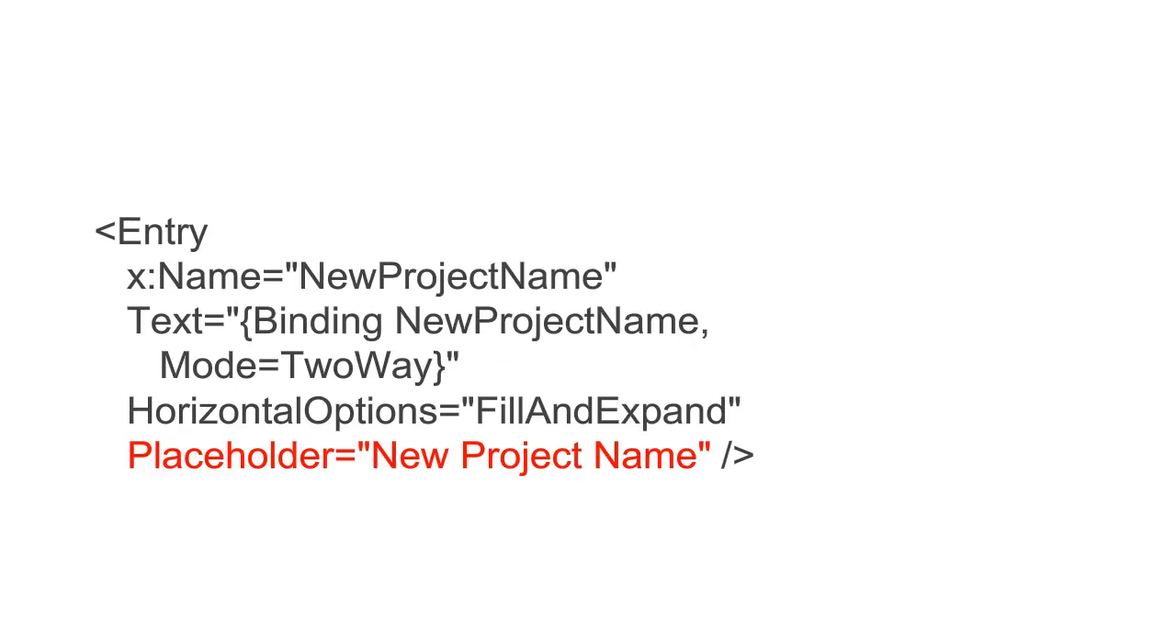Here we come back to the entry. We set its name, we bind its text using two-way binding, set its horizontal options, and also set a placeholder, which once again will be replaced by text once the user begins to enter text. And when that text is entered and the user leaves the entry, the property in the view model will be updated.